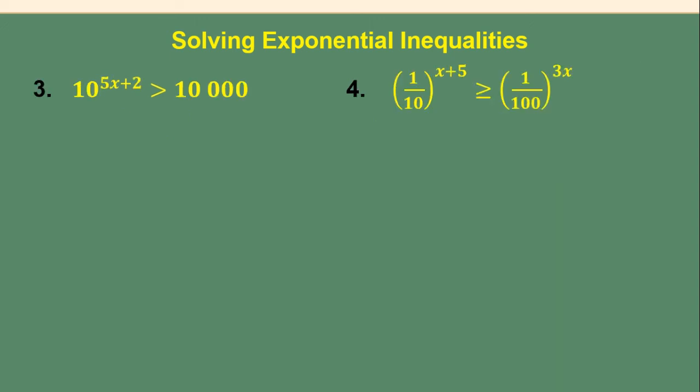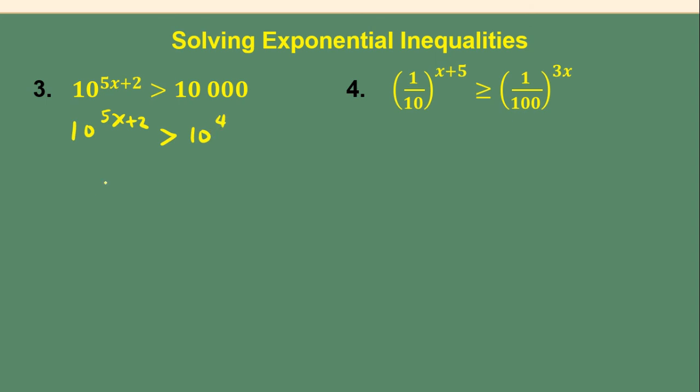Okay, next, number 3: 10 raised to 5x plus 2 is greater than 10,000. We can express 10,000 as 10 raised to 4. That is, 10 raised to 5x plus 2 is greater than 10 raised to 4, because 10 raised to 4 is 10,000, which is 10 times 10 times 10 times 10.